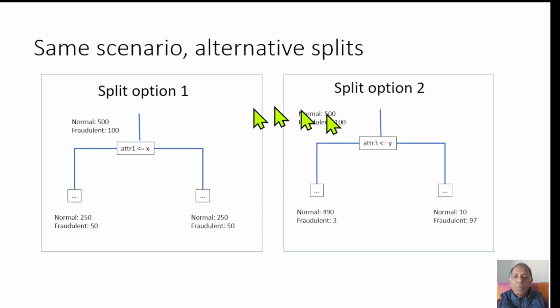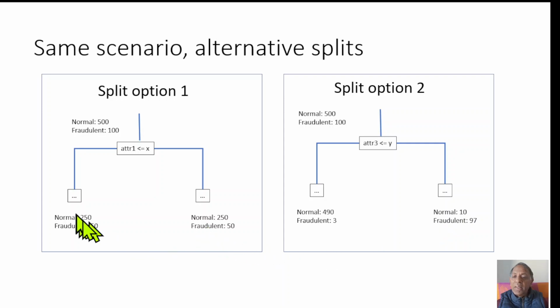Whereas take this split, same input, but this created two nodes in which normal was 490, fraudulent was only 3. And here normal is 10, fraudulent is 97. So the 500 normals have split like this. You can see that each of these two nodes is more homogeneous than these two nodes, much more homogeneous. Fraudulent to normal is 1 to 5 in the original. Whereas here, if you reach this side, you can say, well, extremely high likelihood of being normal. And if you reach here, you can say very good likelihood of being fraudulent.